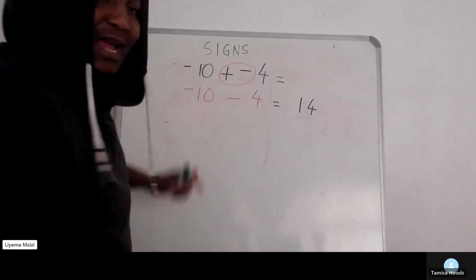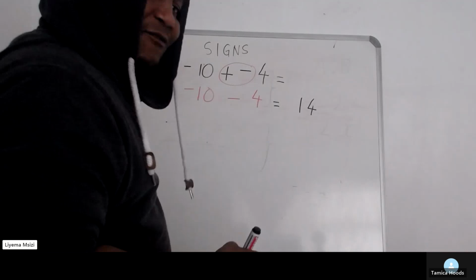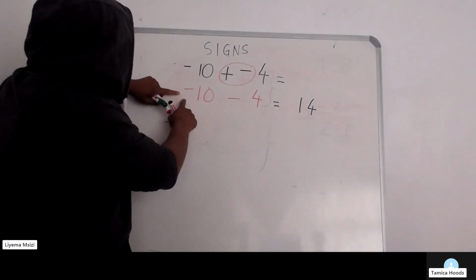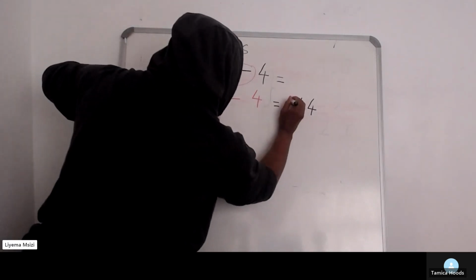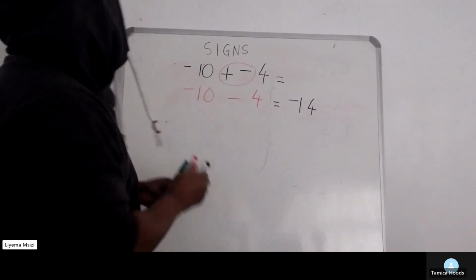So if you want to know the sign of anything, you look on the left of the number. So the sign of 10, we look on the left. The sign of 10 is negative, so here we're going to write only negative. That's the final answer. I'm going to do five more examples or more.